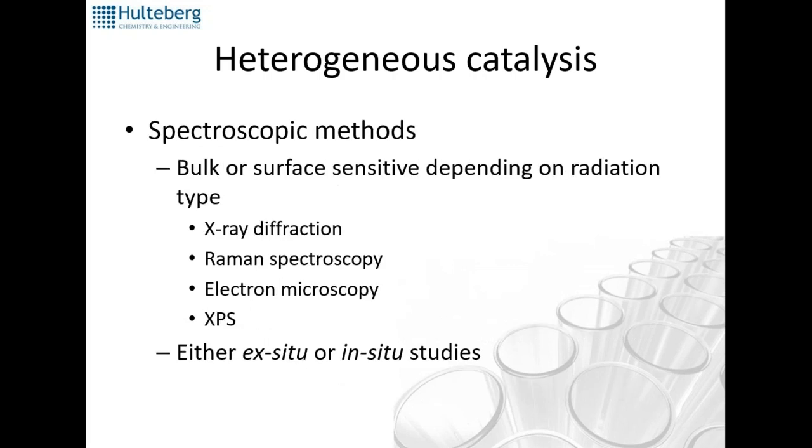Spectroscopic methods use bulk or surface sensitive methods using different types of radiation. So it can be X-rays, it can be Raman spectroscopy, electron microscopy, X-ray photoelectron spectroscopy, and we talk about ex situ or in situ studies, where ex situ is the powder outside of the reactor, in situ is where you have the catalyst inside the reactor, or at least trying to mimic the conditions inside the reactor.